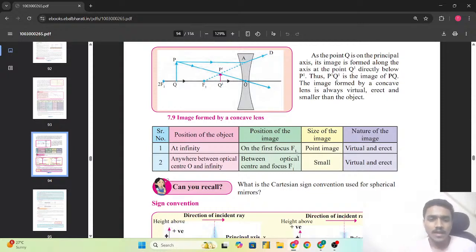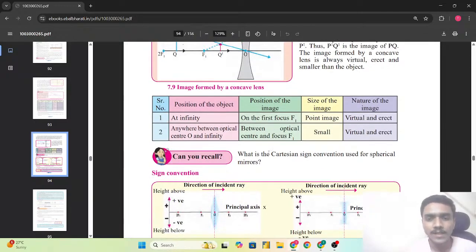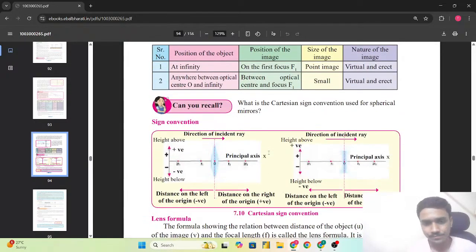Second, when the object is placed anywhere between the optical center O and infinity, the image is formed between the optical center and the focus F1. The size of the image will be small, and the nature of the image will be virtual and erect. So these are the only two ray diagrams whose details are given in this table.